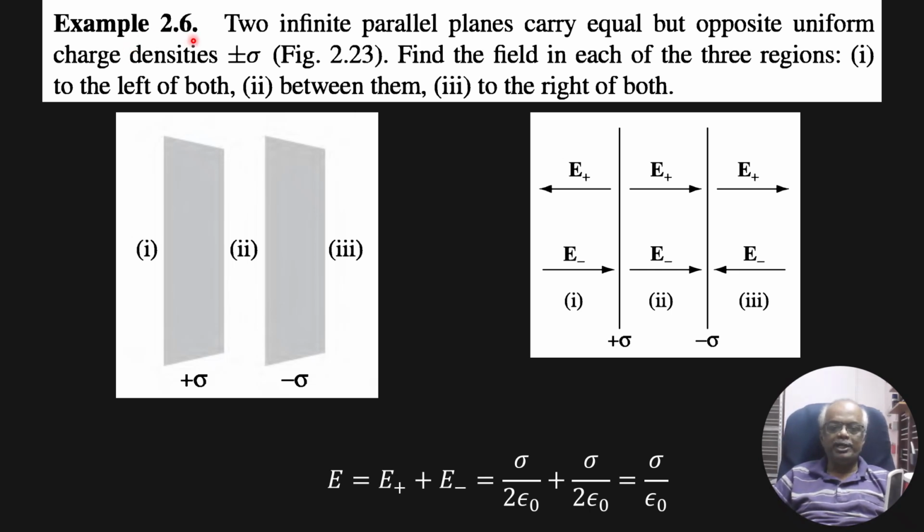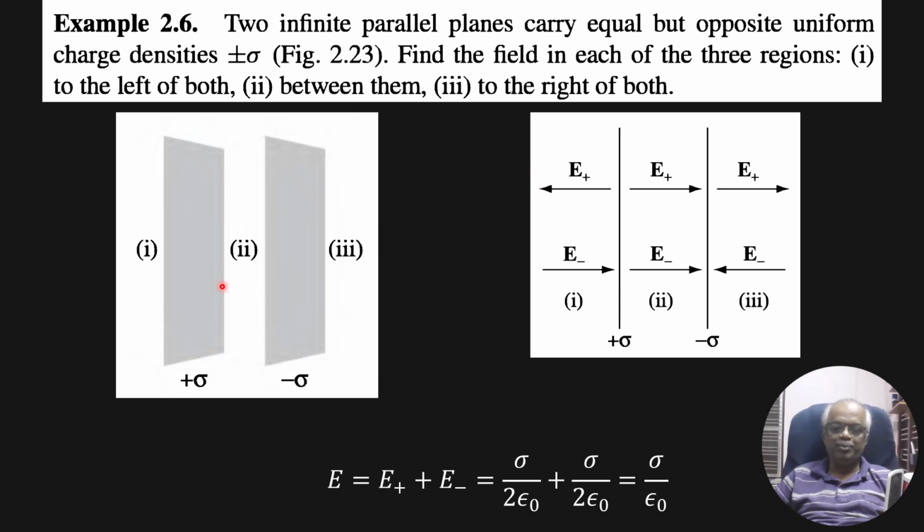Example 2.6: two infinite parallel plates carrying equal but opposite uniform charge densities plus and minus sigma are shown in the figure. Find the field in each region, that is, one to the left, one between them, and another to the right. So this is the figure given.